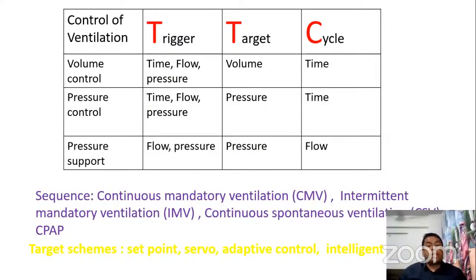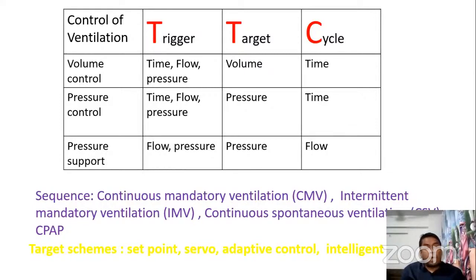So we can classify the modes of ventilation as per the control. In volume control, trigger is by either time, flow, or pressure, target is volume, and cycle is by time. In pressure control ventilation, trigger is time, flow, or pressure, target is pressure, and cycle is by time. In pressure support, there is no time trigger because the patient has to be conscious and spontaneously breathing. So trigger is either by flow or pressure. Target is pressure, but unlike pressure control, cycle is flow.